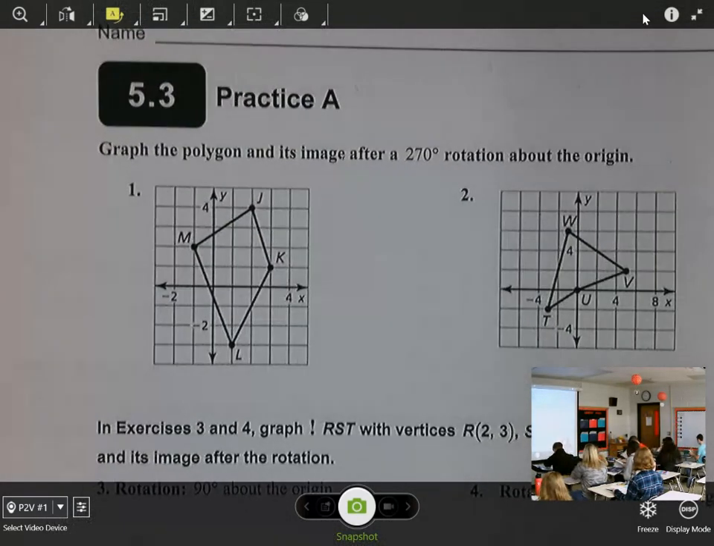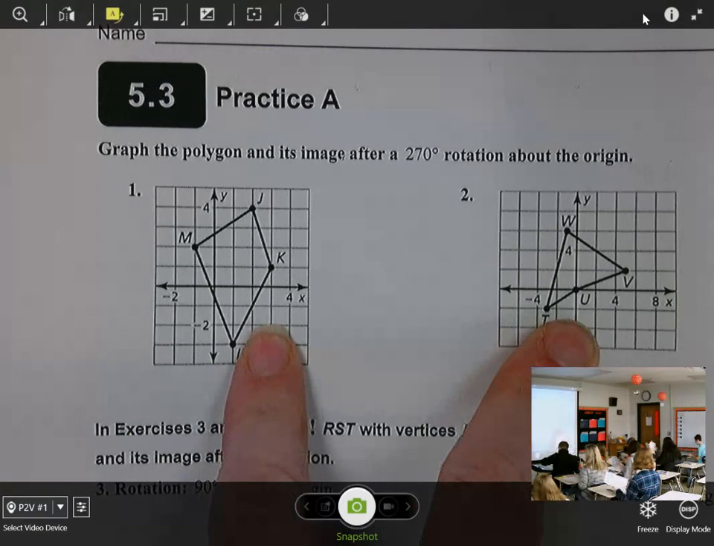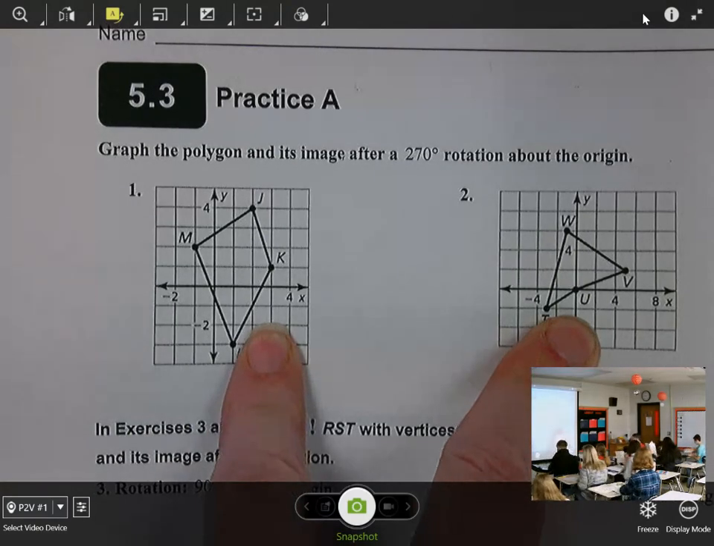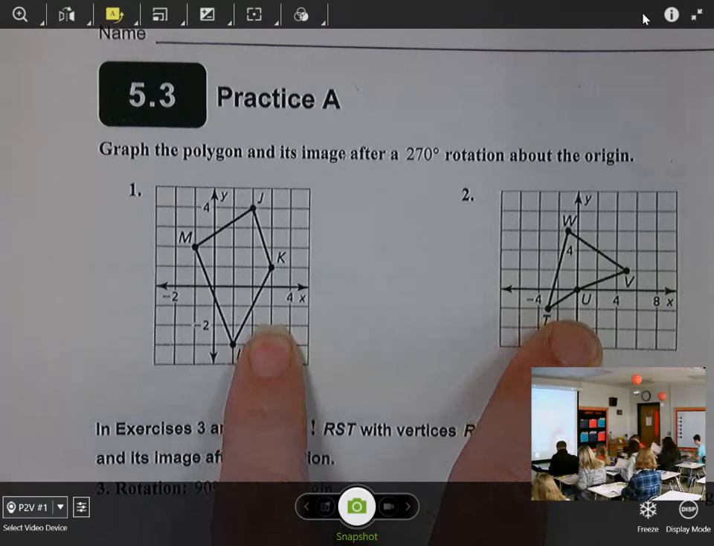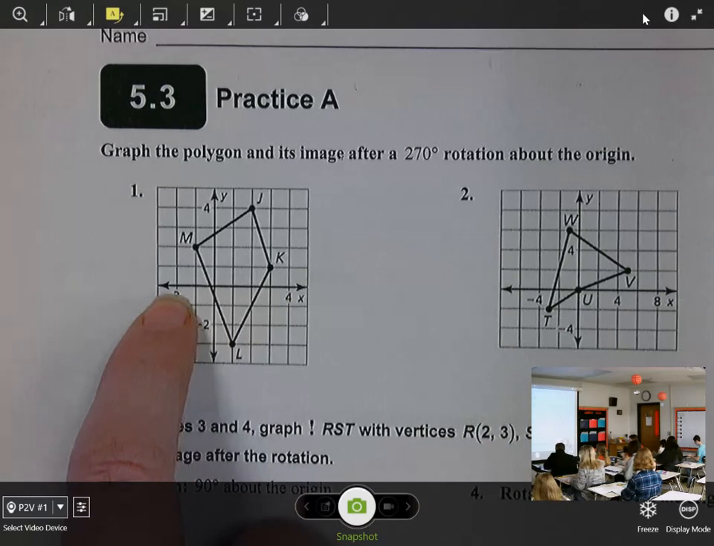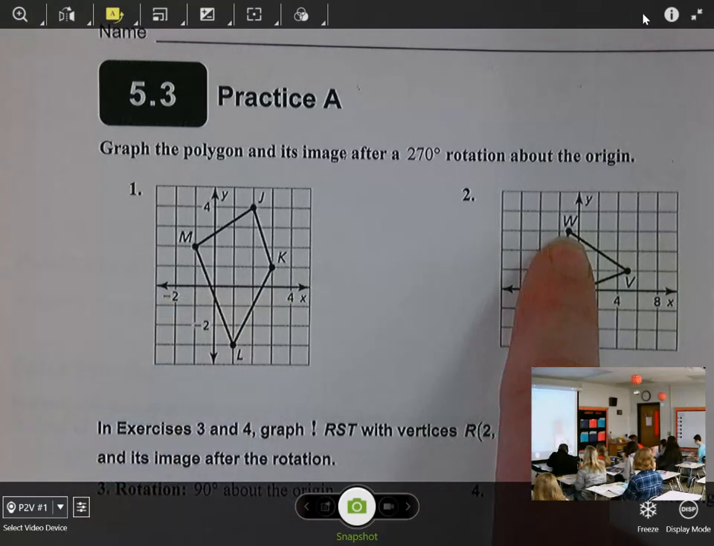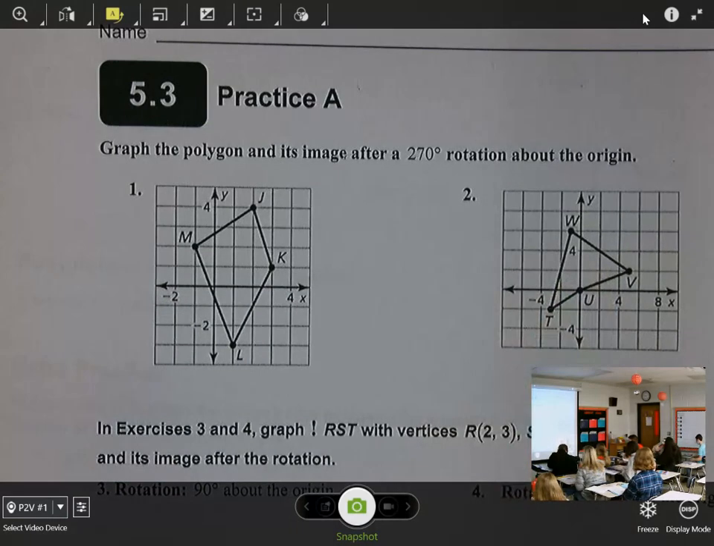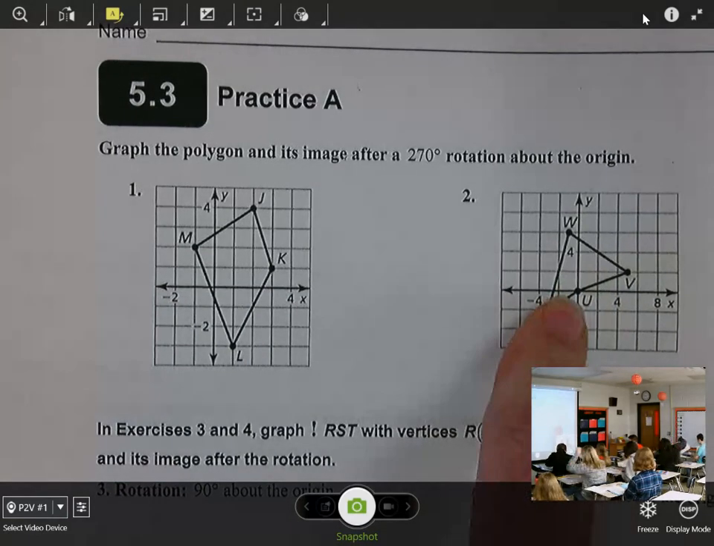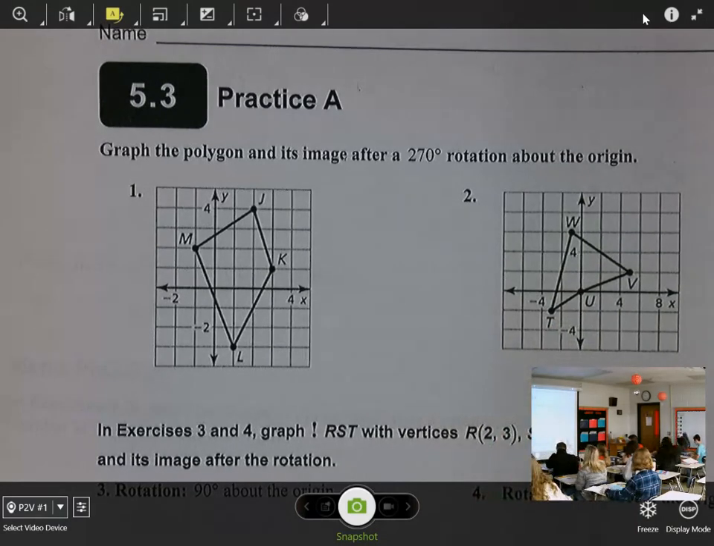The first two say graph the polygon and its image after a 270-degree rotation about the origin. So you're going to need to graph these two on your graph paper and then graph the image after the rotation. Now notice, this one here is counting by 1. See, there's 0, so that's -1, -2. But this one here is counting by 2, so be careful with that, okay? Now, if you would like to change this one when you graph it to count by 1s on your graph paper, then please do that. Make it as easy for yourself as possible.